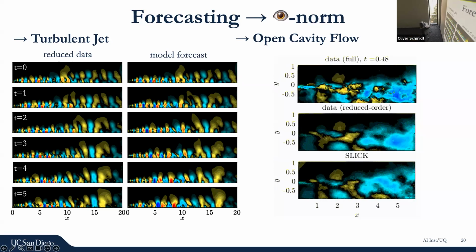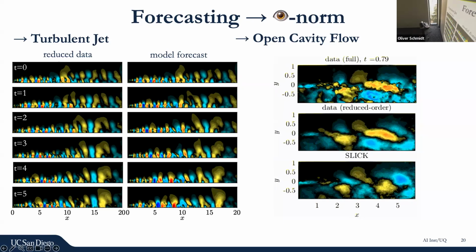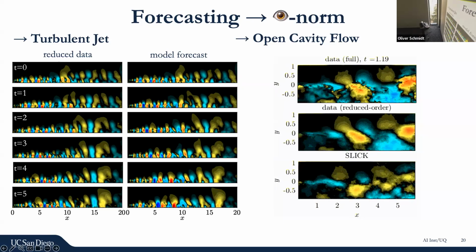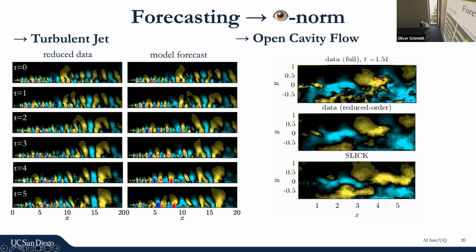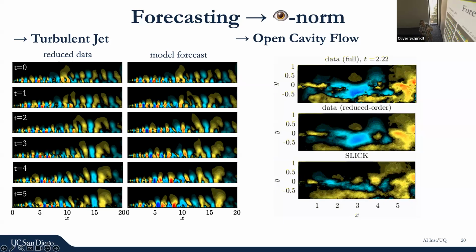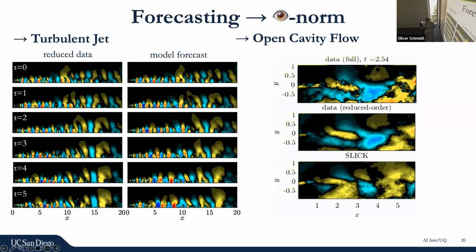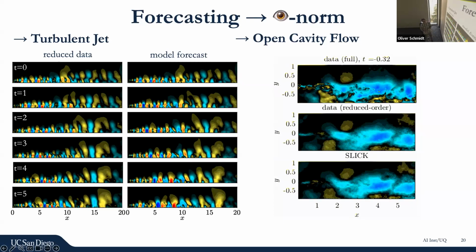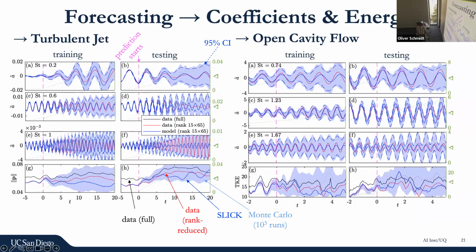Anyway, so it produces a forecast. This is of course just eyeball norm that looks somewhat realistic. Of course, we have to compare to the reduced order data, not to the full data, right? We truncate it somewhere at rank 25 or something here, and in frequency. This is the quantitative comparison.